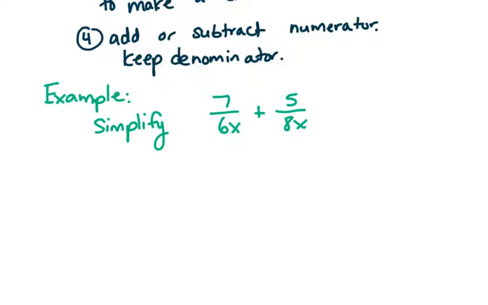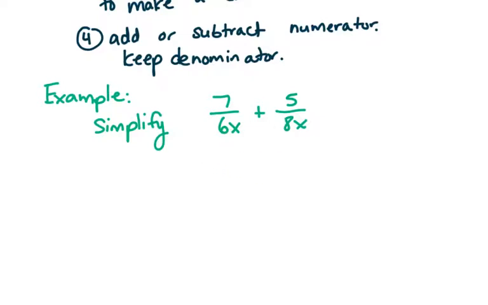So our first example, we have 7 over 6x plus 5 over 8x. And so you notice that I don't have a common denominator. They both do have x, but their numbers aren't the same.